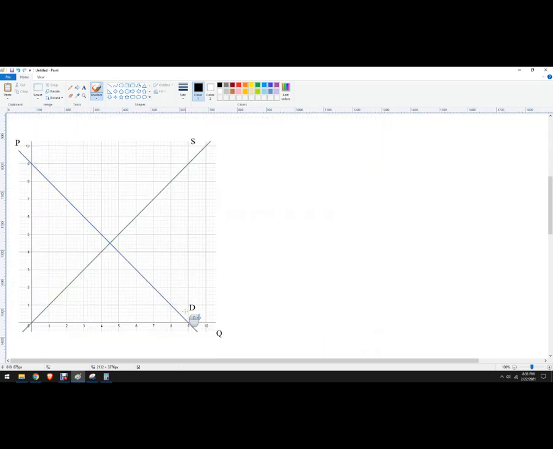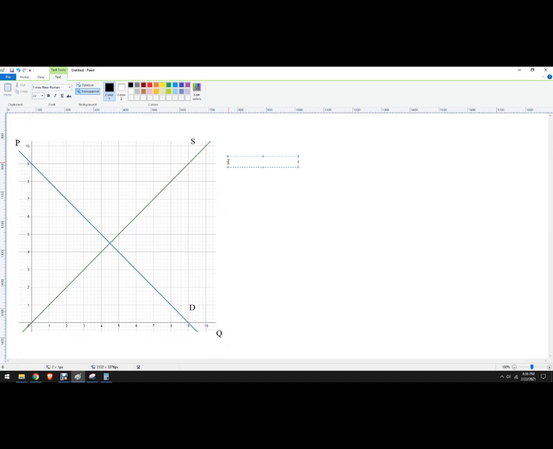Now the other type is a positive externality. So let's say instead of a negative, there are some sort of extra benefits added to the economy around this market, and that's also $3. So this is a positive externality.